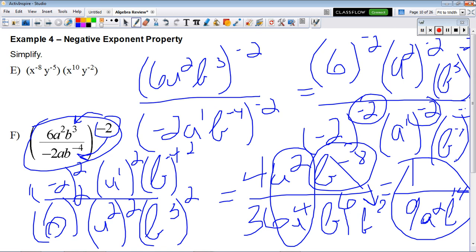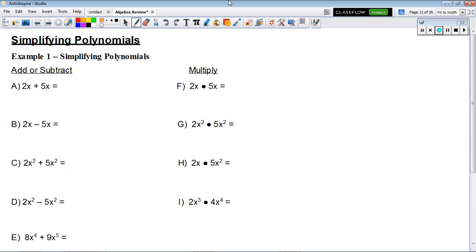And that's just some different things that we're looking at involving exponent properties. Some other things that are going to tie in with this in terms of what we're going to do in class have to do with simplifying polynomials.